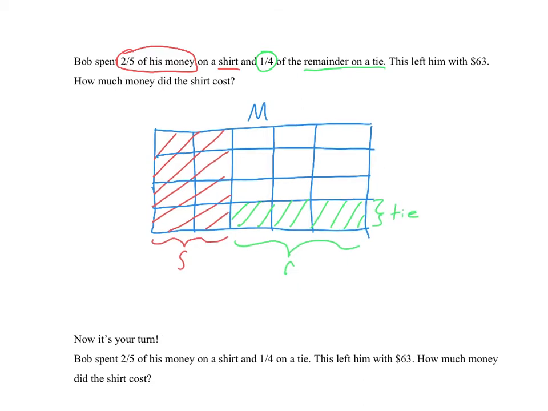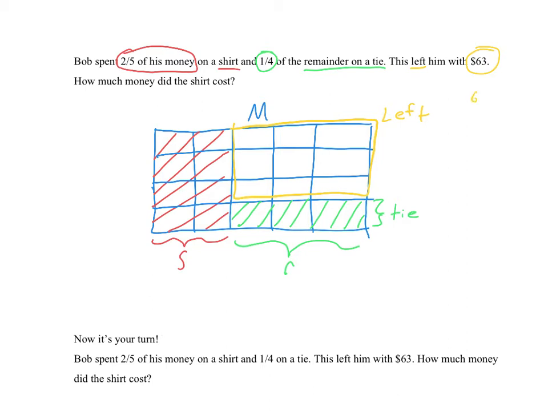So 1/4 of the remainder is spent on the tie. Okay, now dividing up further, this left us with 63. So this amount is the leftover amount. So I'm just going to box all that in yellow and say that's the left amount. That's what's left over after we read the first sentence. And that amount was $63.